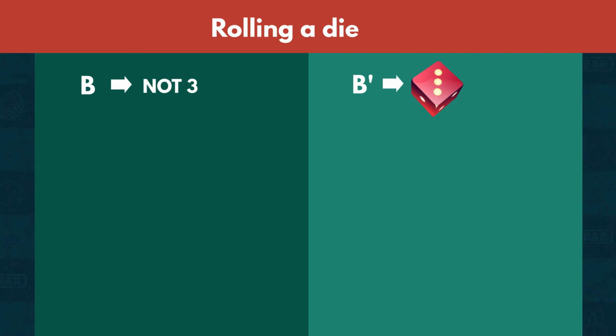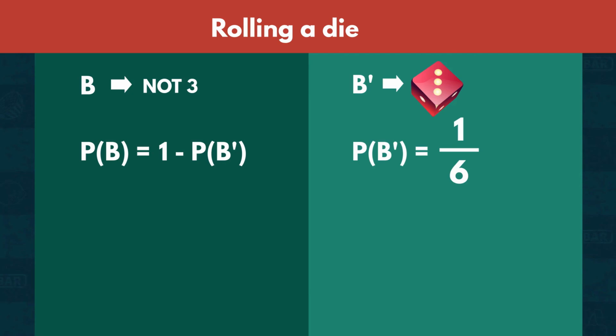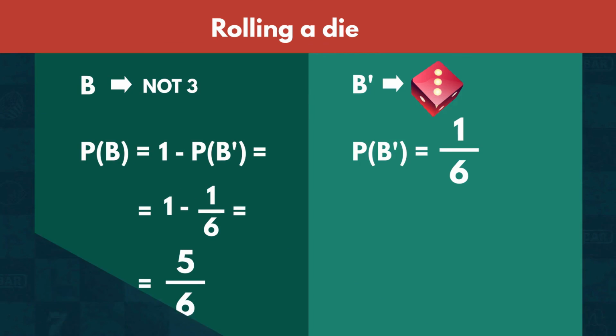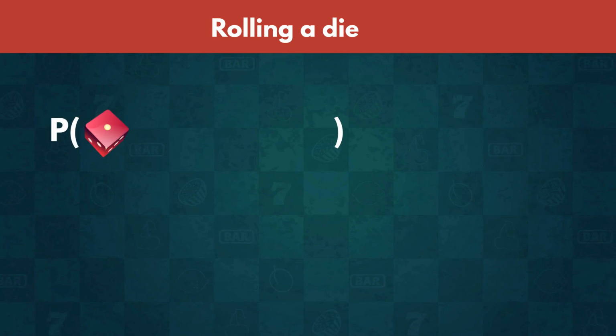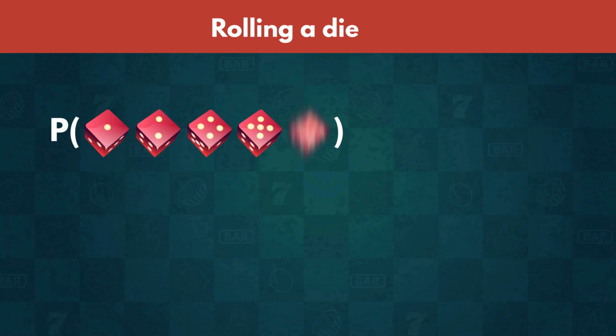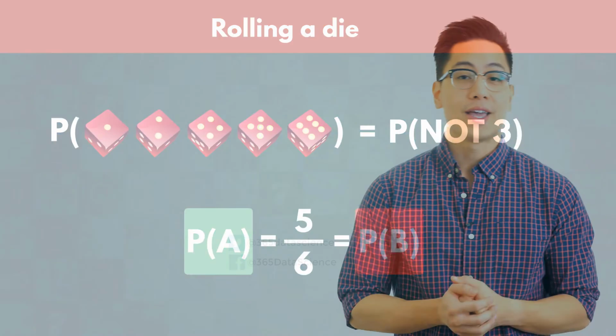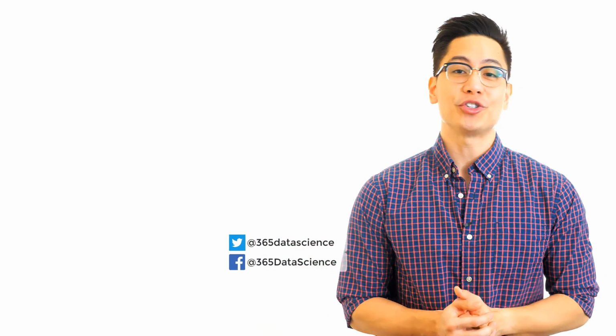So, we know that the 2 should add up to 1. Therefore, the probability of not getting a 3 equals 1 minus the probability of getting a 3. We know that P of 3 equals 1/6, so the probability of not getting 3 is equal to 1 minus 1/6. Therefore, the probability of not getting 3 is 5/6. This shows that the probability of getting 1, 2, 4, 5, or 6 is equal to the probability of not getting a 3.